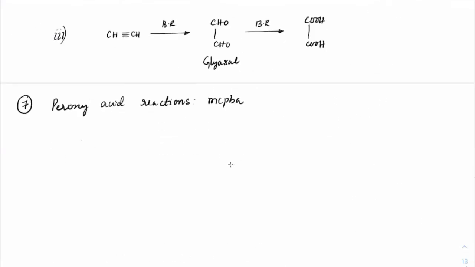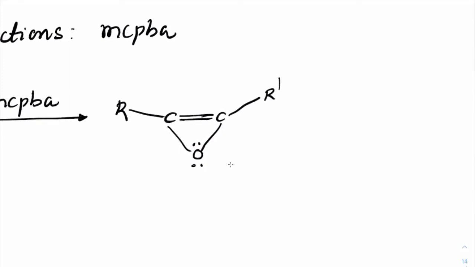In case you treat with MCPBA, RC triple bond C and R dash, and I react that with MCPBA, what we expect is R, C, double bond C, R dash, and then oxygen will come. That's how epoxidation is done. But observe this cyclic ring carefully. It has one pi bond here, one lone pair here, making a conjugation within the cycle.